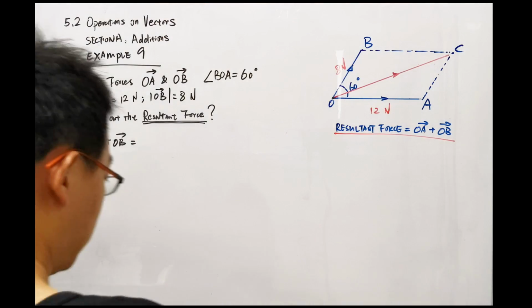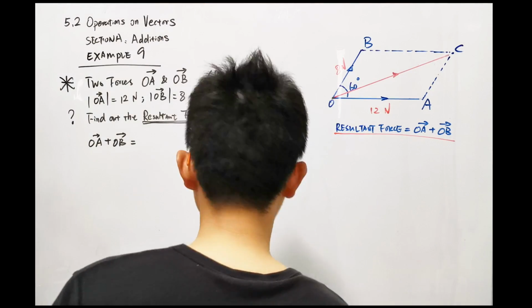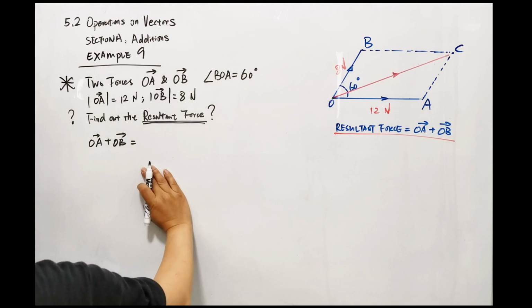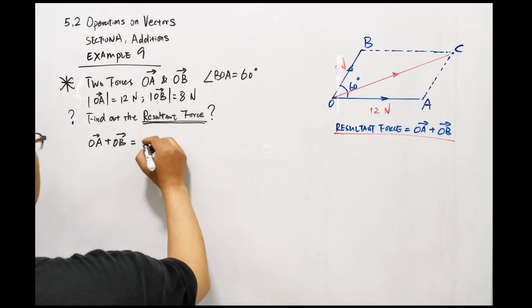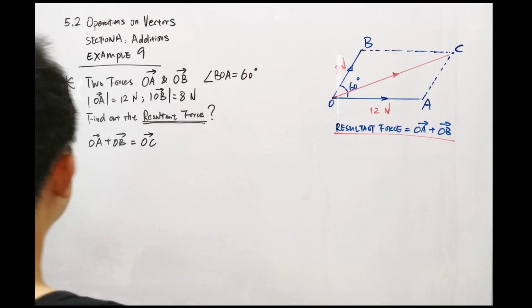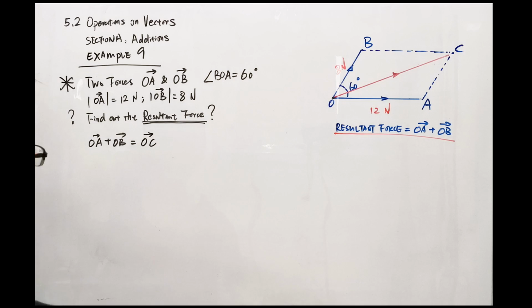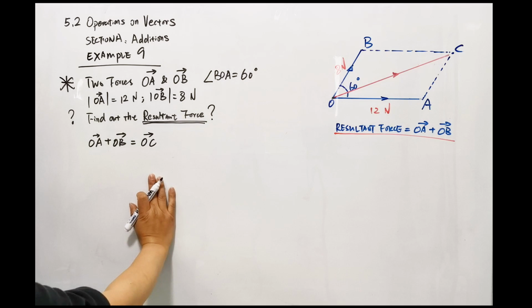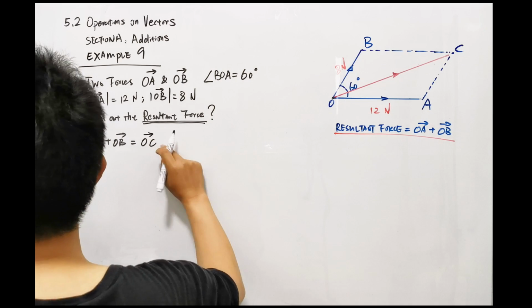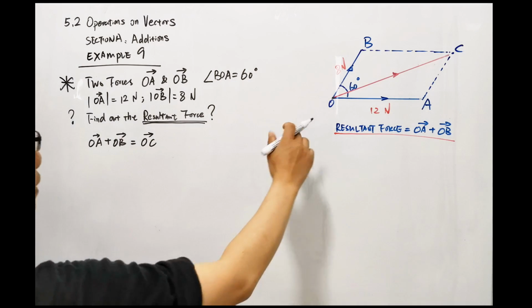Right? So in this case, we use the parallelogram law. We immediately can find out OC. The OC is the resultant force of these two vector sum. Okay? So in this case, we use the parallelogram law, right? Okay. So and then I find out.